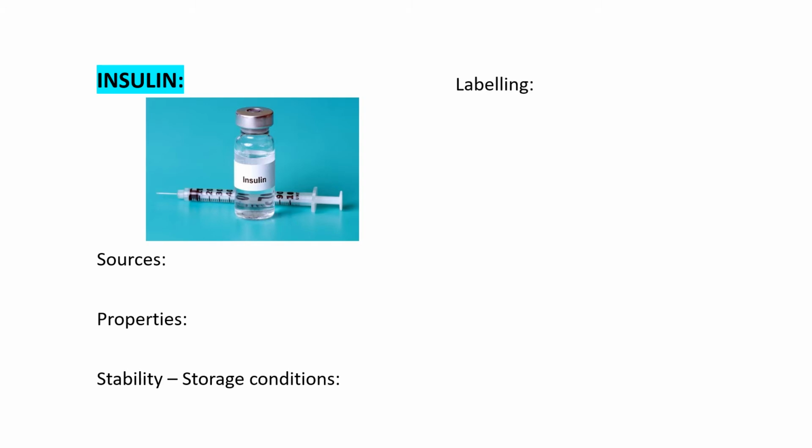Labeling. Now the label on the container in which insulin is stored, the essential things which have to be specified on the label are number of units of insulin per ml, animal source or source of insulin, route of administration, that is by intravenous, intramuscular, subcutaneous, etc., storage conditions, directions for use. These are the essential things which should be specified on the label of insulin. What are they? Number of units of insulin per ml.